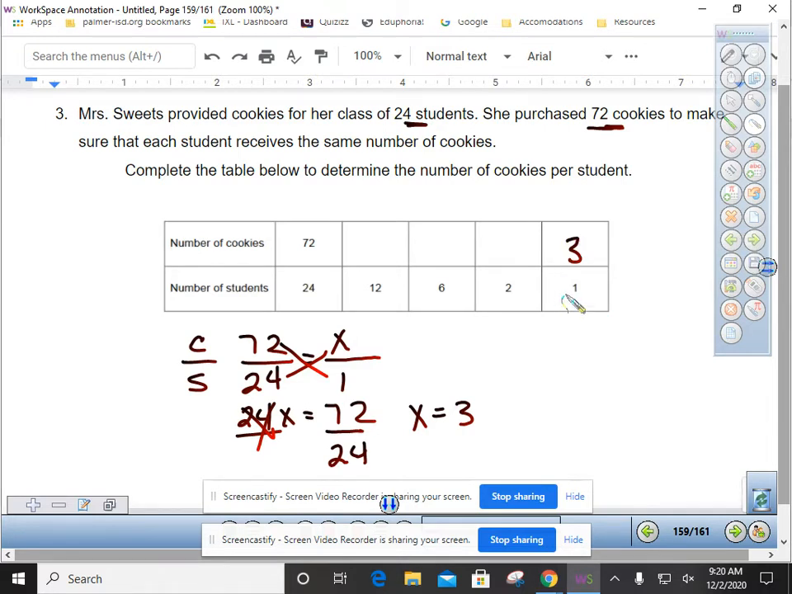So do you see that we are multiplying times 3? So what goes here? 6. And here? 12. And here? You are multiplying times 3. Does everybody see that? Good.